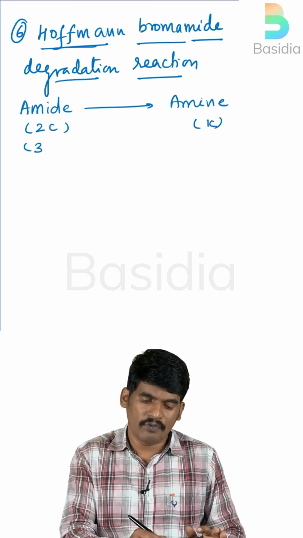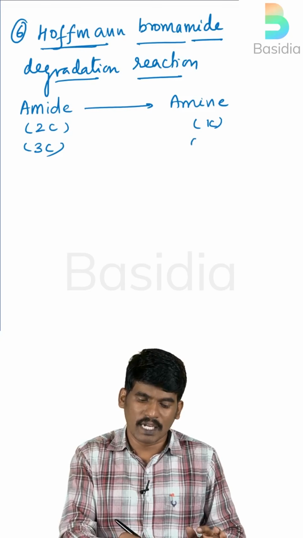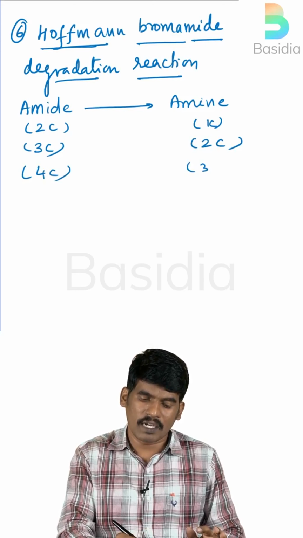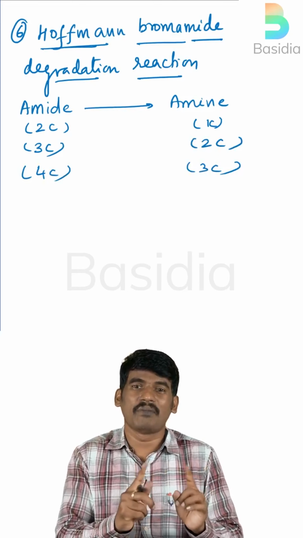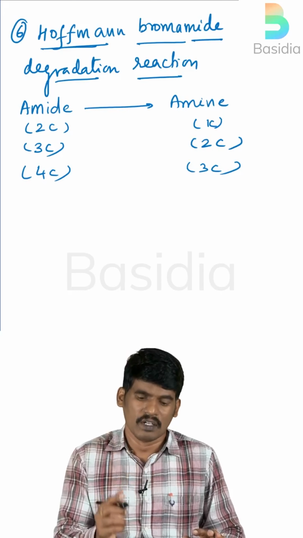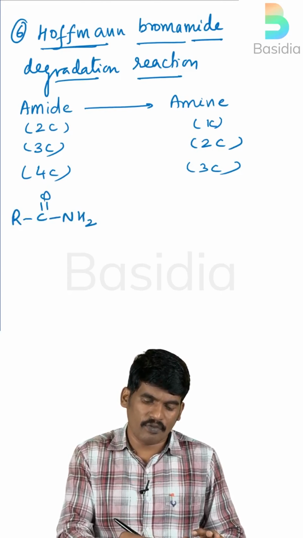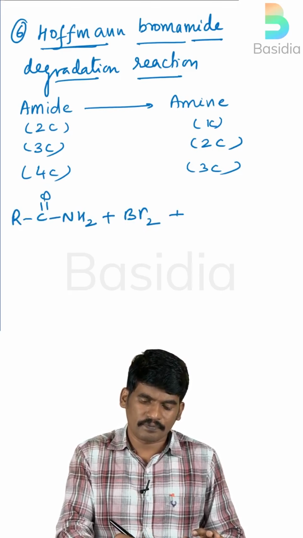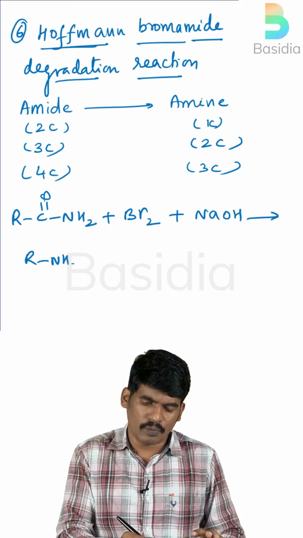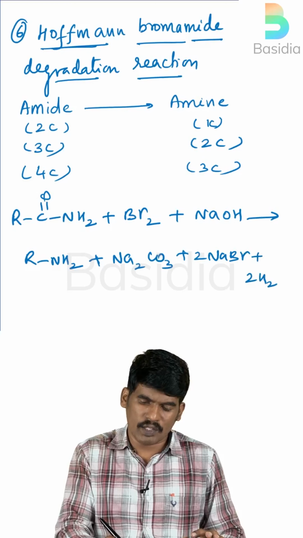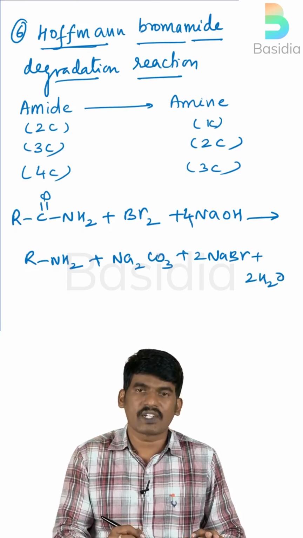Suppose the amide has 3 carbons, you will get a 2 carbon amine. If the amide has 4 carbons, you will get a 3 carbon amine. That means the carbon number decreases compared to the parent compound. So if you take an amide, RCONH2, the general formula, treated with bromine and NaOH, it gives you RNH2, a primary amine, plus Na2CO3 plus 2NaBr plus 2H2O. So this is the reaction that can be given.